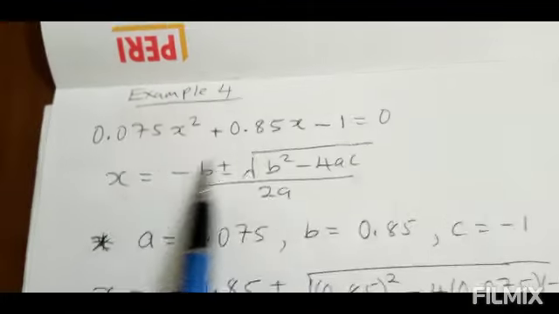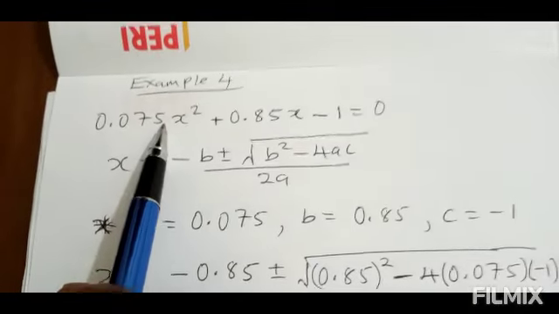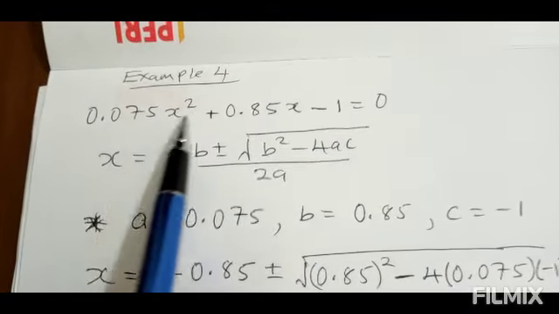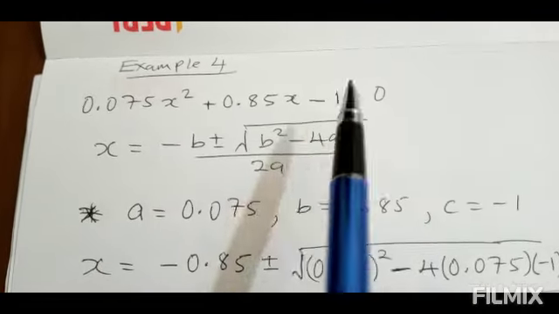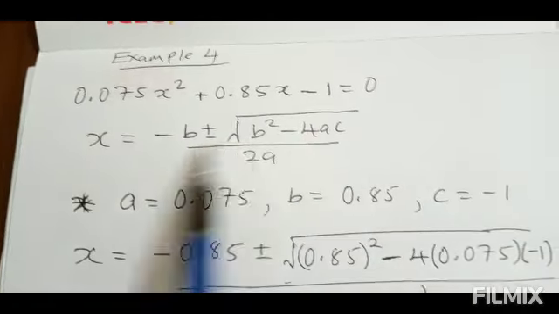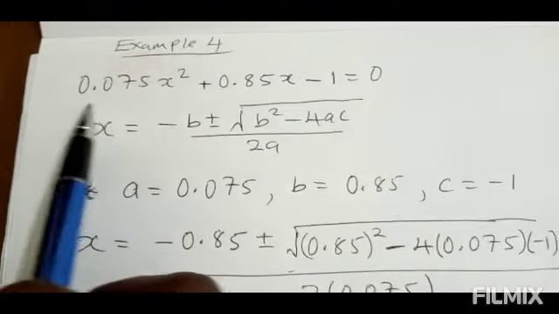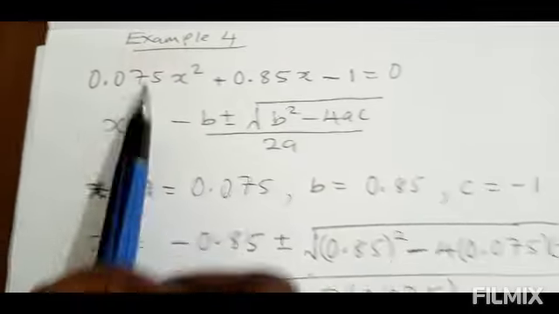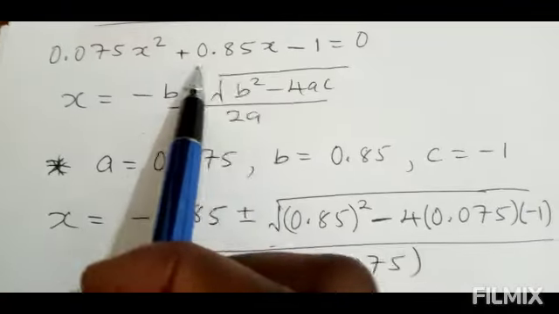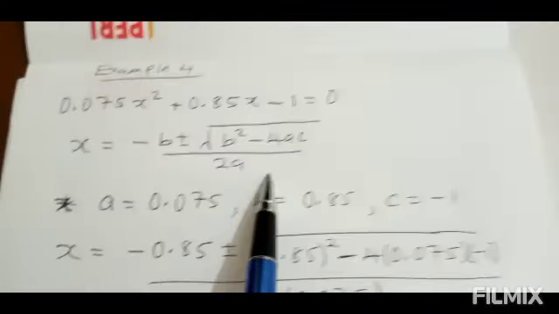Now look at this equation. This one, you cannot factorize it. When you look at an equation like this, a quadratic equation, what should come to your mind is the use of the quadratic formula, because these are real numbers with decimal places. So you have to use the quadratic formula.